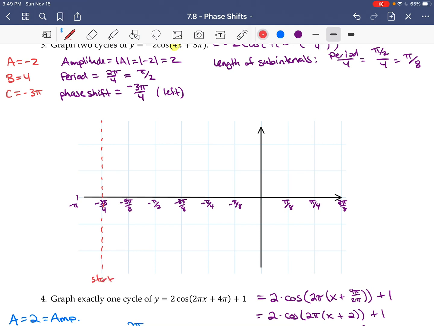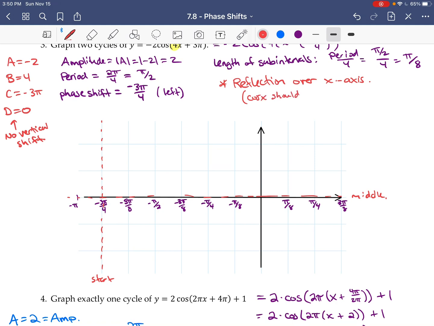Okay, so we're going that amount to the left. Our baseline, or the middle, is still the middle because there was no vertical shift, so I should write here, d equals 0. Okay, but there was a reflection. So maybe I should write, there was a reflection over the x-axis. So that means when cos of x should be up, we go down instead. So you want to do the opposite.